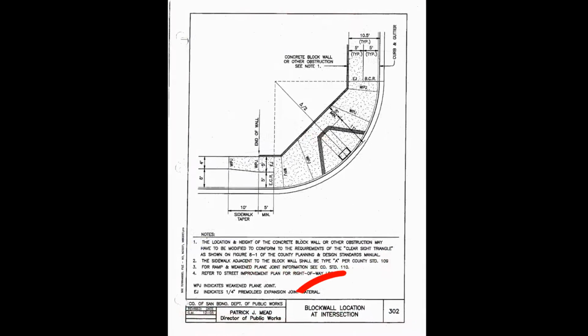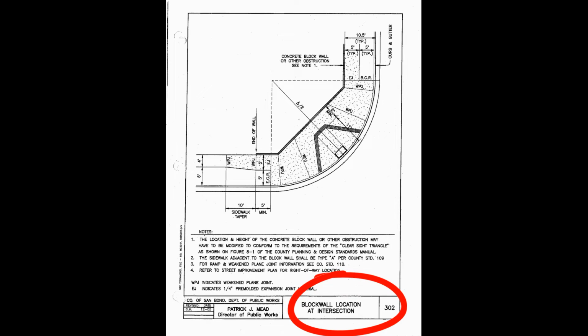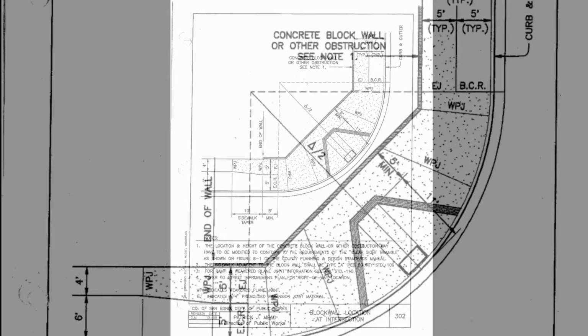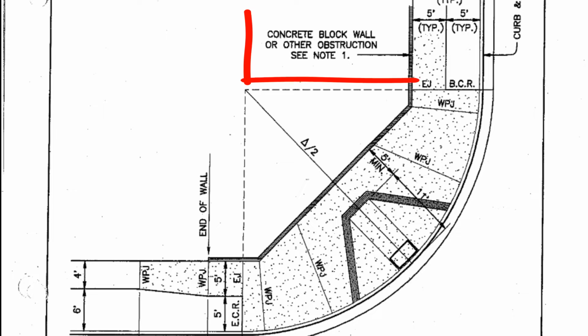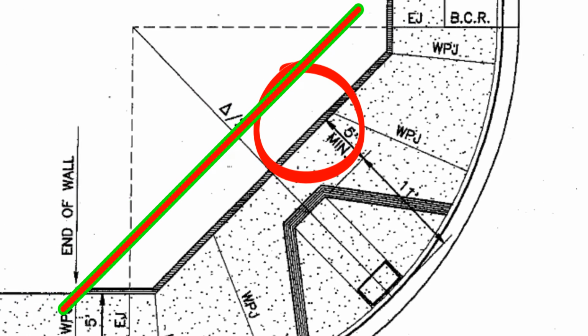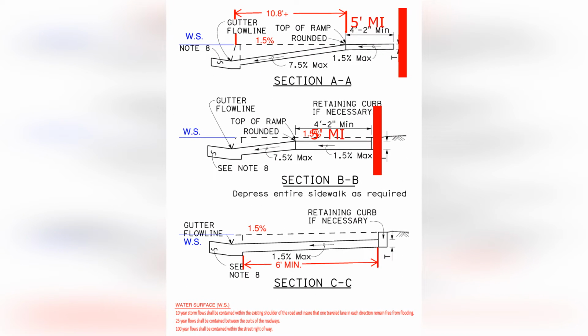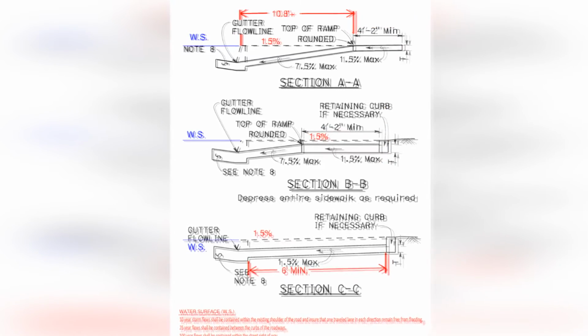One thing you need to keep in mind is San Bernardino County Standard 302. If you design a ramp with a block wall or other obstruction, the minimal distance behind the landing needs to be 5 feet minimal. Caltrans does not show this on their detail, but if you have an obstruction such as a block wall, 5-foot minimal for the length of the landing will be required.